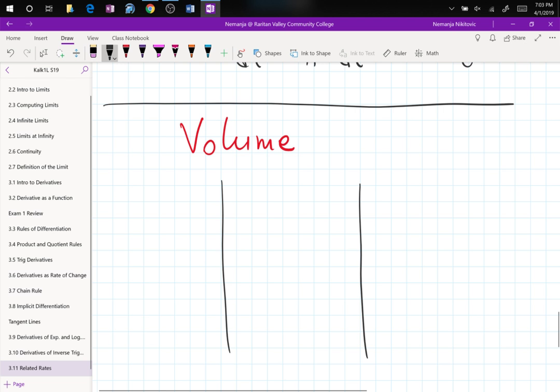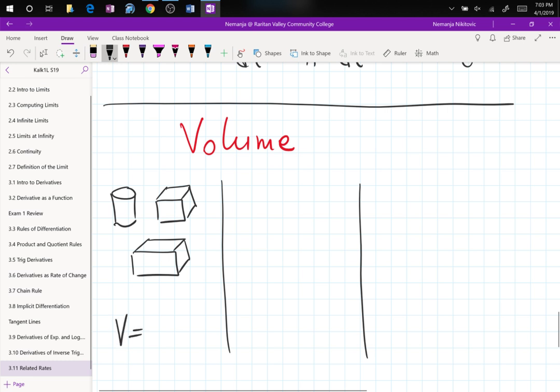Category number 1 are prism-like objects, which would be your cylinder, your cube, your rectangle, which is also a cube. Well, I mean, cube is a rectangle with all sides the same.